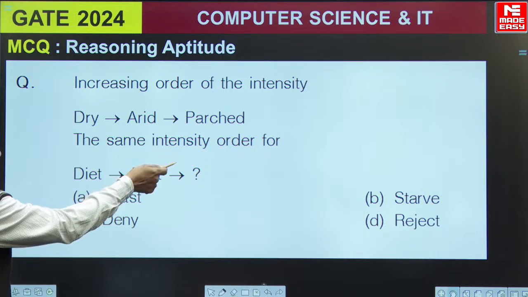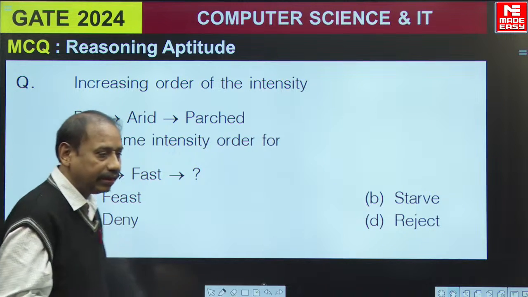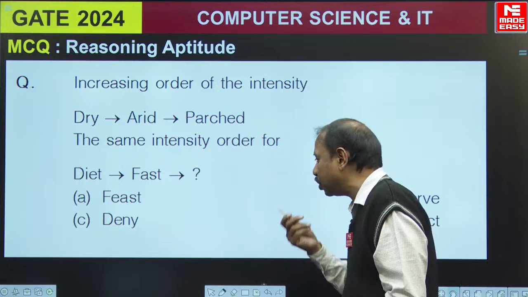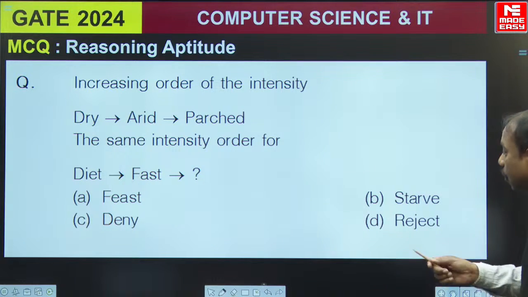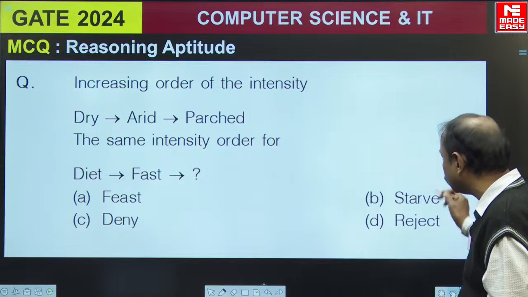And then what is the answer? And feast is just the opposite. Feast is a special food that people have in celebrations, something that is sumptuous. Deny and the result are irrelevant options. So the only option that is left here is B. Option B is B suits.